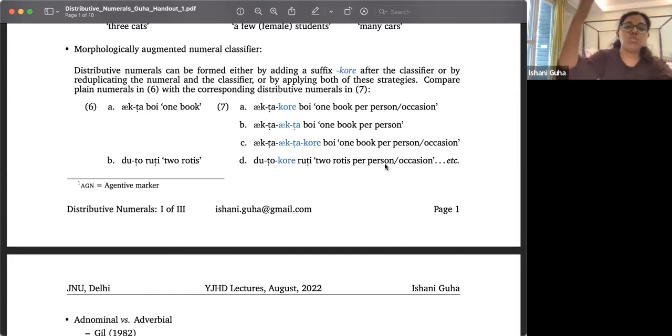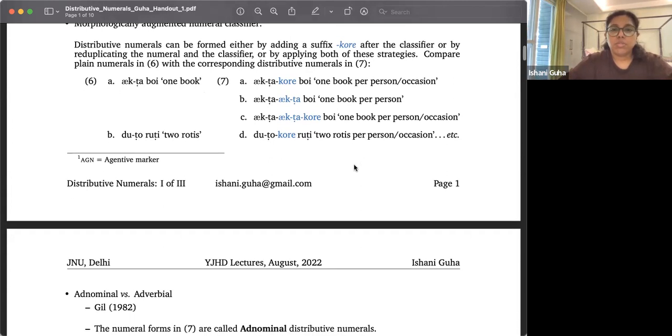Okay. Similarly, this goes on for all numerals. This is a very productive process, right? So I can say, let's say, 127টা করে বই, 127টা করে বই. Okay, so 127 classifier করে. So it's a productive process.